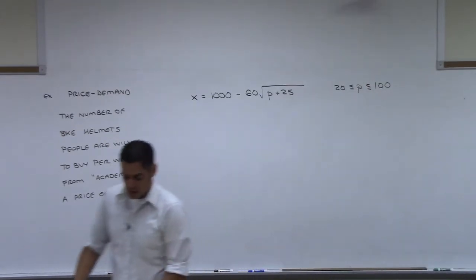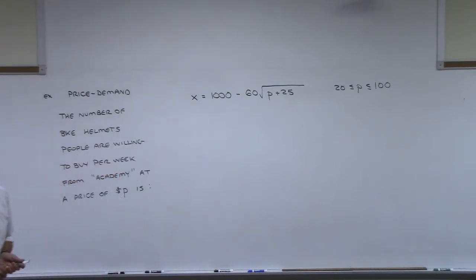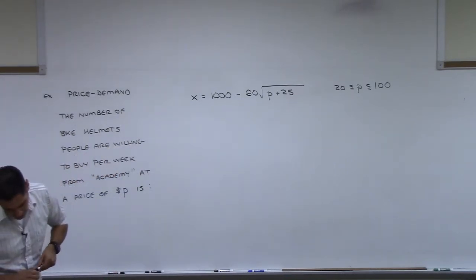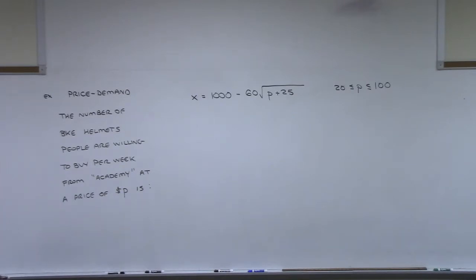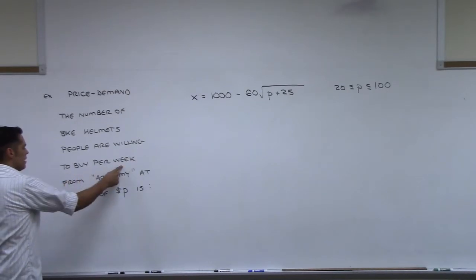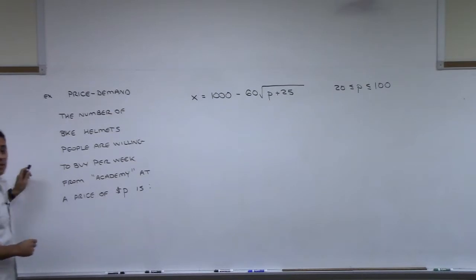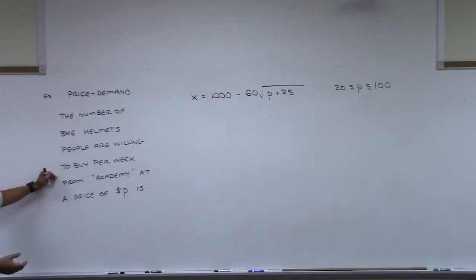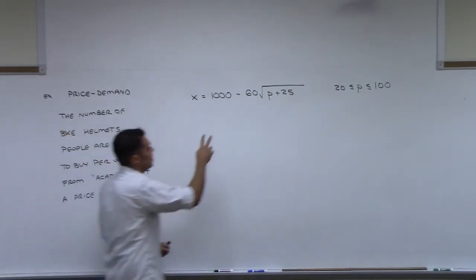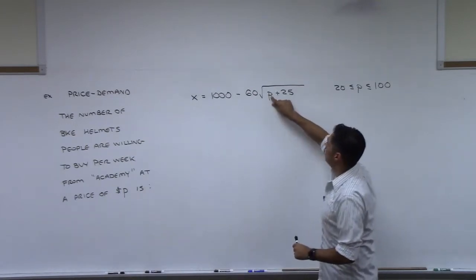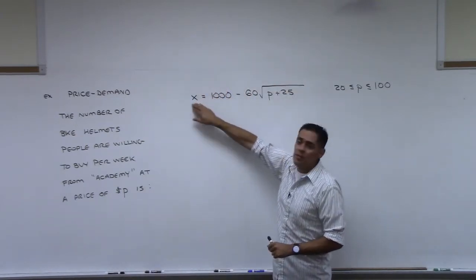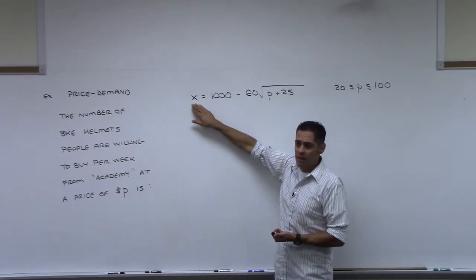What is p? So yeah, that's a great question. Look at the word problem. The number of bike helmets people are willing to buy per week from Academy at a price of p dollars. Okay, so p is the price, all right, and x here is the number of helmets people are willing to buy. Now it doesn't say that here, but from looking at this, you can see that if this is the price, then this must be representative of the number of helmets that they're willing to buy.